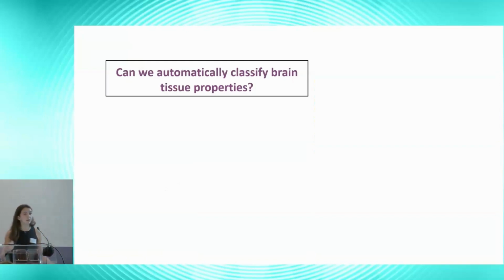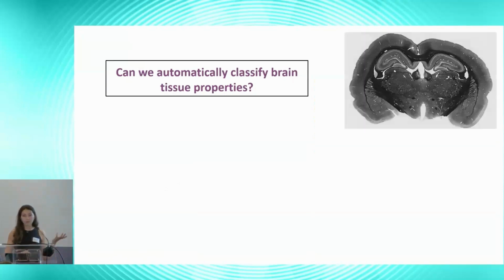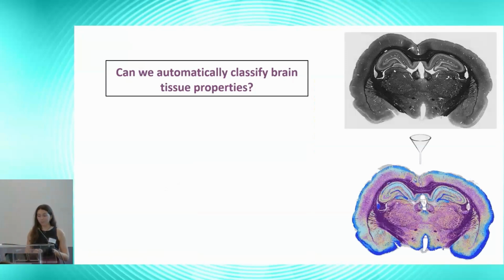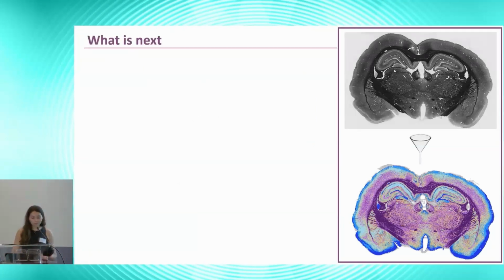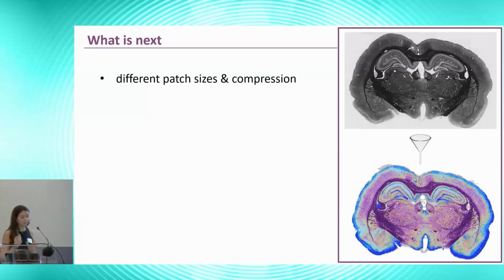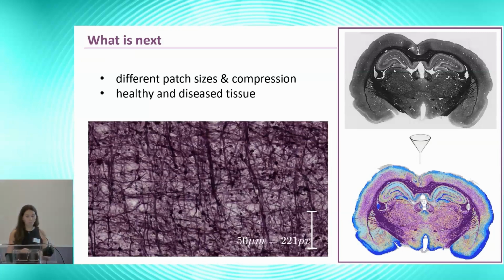So with all this, we go back to the question of whether we can automatically classify brain tissue properties. We pick histological sections stained for myelin, we train an autoencoder to extract features, and we cluster those features, and we get a meaningful clustering map. So I would say yes. Of course, there is still a lot of work to do. Right now I'm working with different patch sizes or window sizes, as well as more or less compression, like what would be the optimal compression.